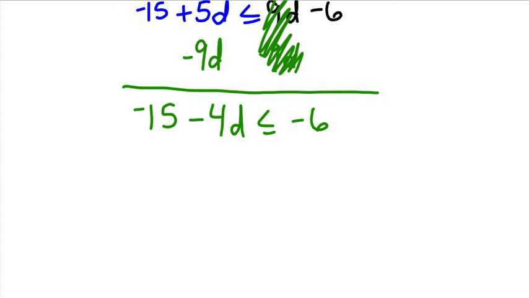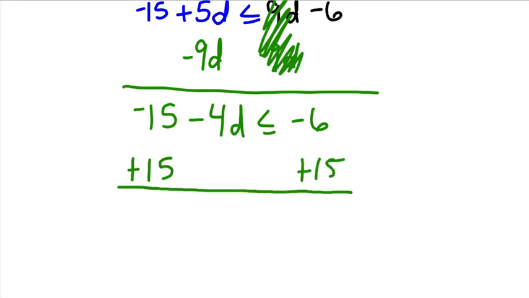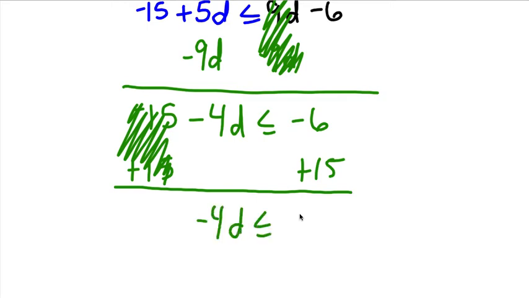Next, we need to get rid of the number that has no variable. So we're going to take the 15, we're going to move the 15 over. It's a negative 15, so we're going to do the opposite and add 15 to both sides. Add 15. Negative 15 plus 15 is 0. Cross them out. They're gone. Over here, we get a negative 4d is less than or equal to negative 6 plus 15 gives you 9.